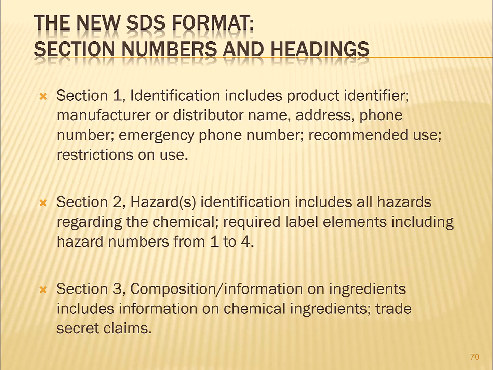Section 2 deals with hazard identification, including all the hazards regarding the chemical, including the hazard numbers from the HAZCOM 2012 label, the new label, from 1 to 4, where 1 is the most dangerous and 4 is the least dangerous. So that shows up here in Section 2. Section 3 will give you chemical composition on the ingredients. And of course, the companies that produce this stuff, they hate this section because it gives away some trade secret information.